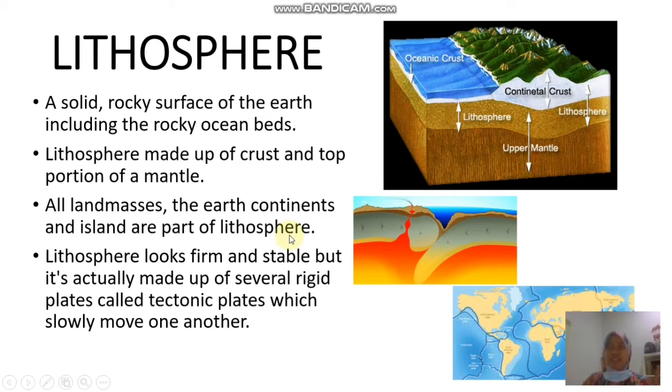If you look at lithosphere, it looks firm and stable, but it's actually made up of several rigid plates called tectonic plates. This is tectonic plates, where the earth, the lithosphere, is made like a jigsaw puzzle. It's a combination of plates attached to form the earth, and they move every year. That is when the earthquake happens, where the tectonic plates move.